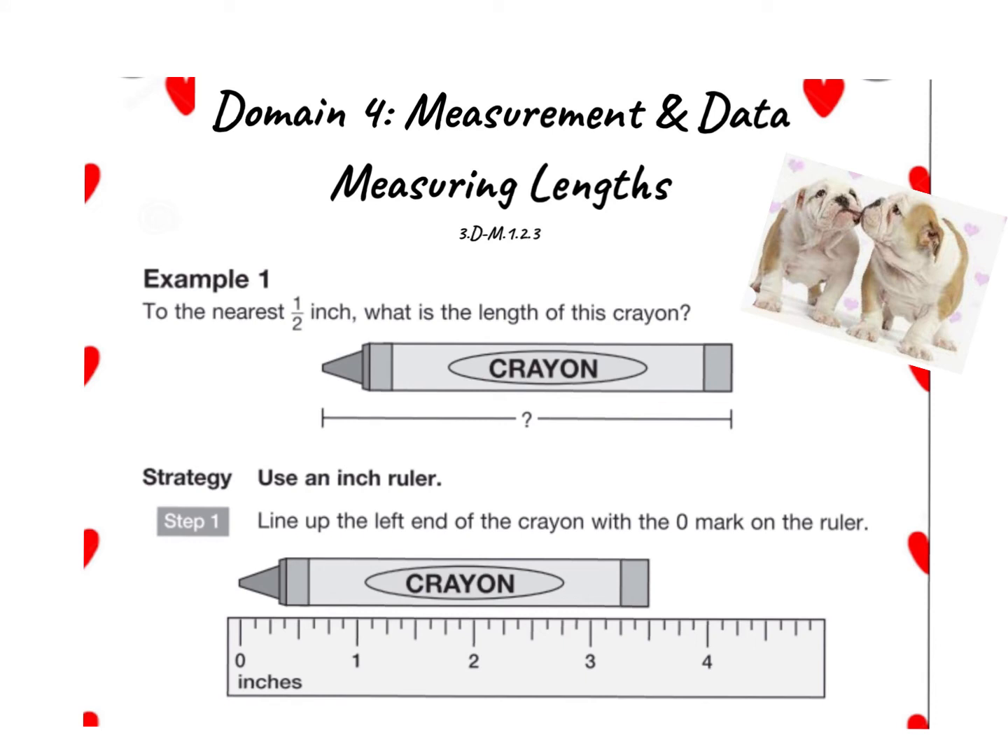Example 1 tells us, to the nearest half inch, what is the length of this crayon? What we have to do is line up our crayon to the end of that ruler. See how great they did that? Then we see how far it comes. I know that this is 3 1/4, 3 1/2, and 3 3/4 of an inch. Looking at that, we're measuring to the nearest half inch, so this would be 3 1/2 inches. I can abbreviate it like that, and I know I'm using inches because I'm looking at the inches part of my ruler.